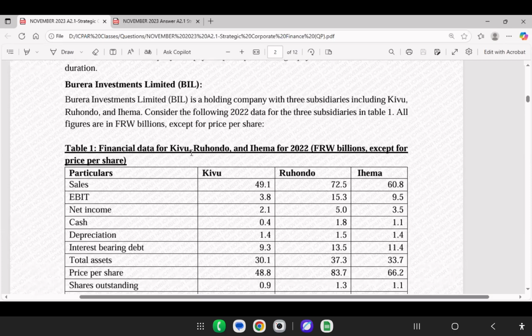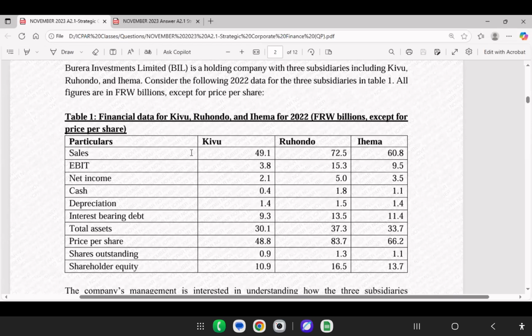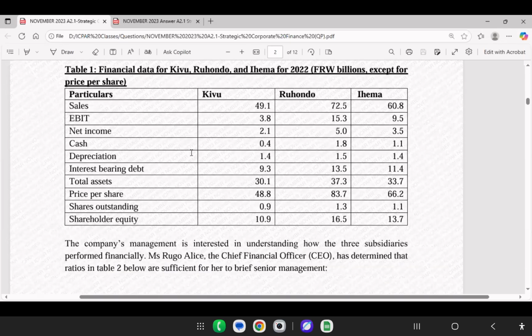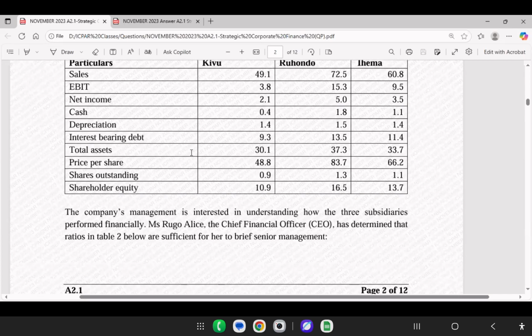We are given the particulars for Kivu, Ruhondo, and Ihema. There are the sales, earnings before interest and tax, net income. We have the cash, depreciation, interest-bearing debt, total assets, then price per share, shares outstanding, shareholders' equity.